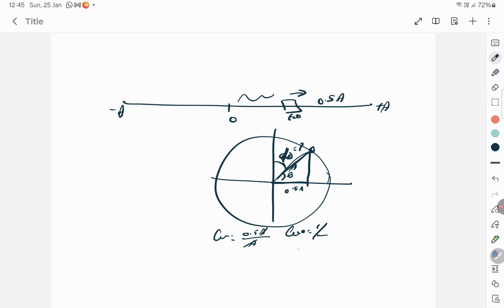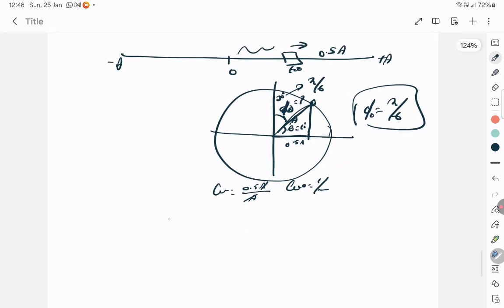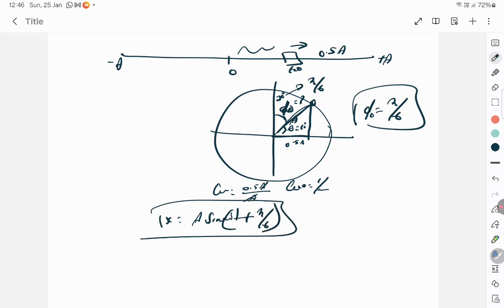When will cos theta be 1 by 2? You know, cos theta is 1 by 2 at 60 degrees. So this angle is 60 degrees. Therefore, this angle will automatically be 30 degrees. So you get pi by 6 as the initial phase. Therefore, if you want to express this, you can write x is equal to A sine omega t plus pi by 6. This is the way we represent this as a simple harmonic motion expression.